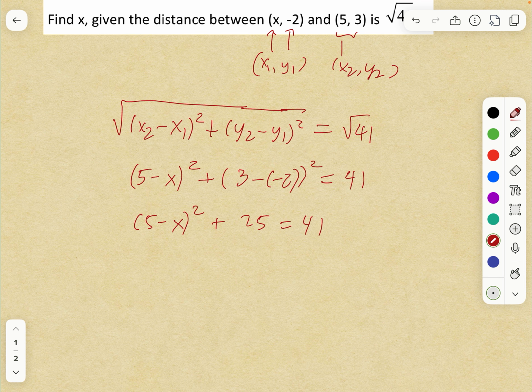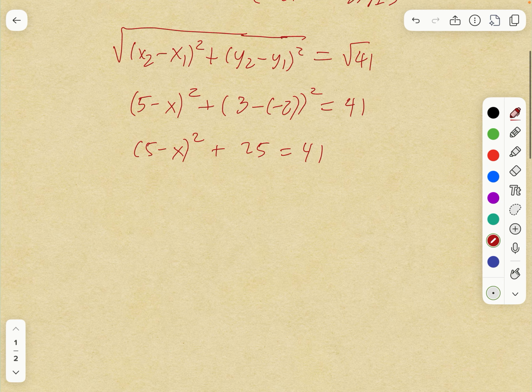Now in this case, we could distribute the 5 minus x across, and that would be fine. That would give us the value of x when we solve the equation, but I think it's a little faster to isolate the square. So in other words, to get this by itself, and if we get that by itself, we can get x. So let's subtract 25 from both sides. So we get 5 minus x in parentheses squared equals 41 minus 25, which is 16.